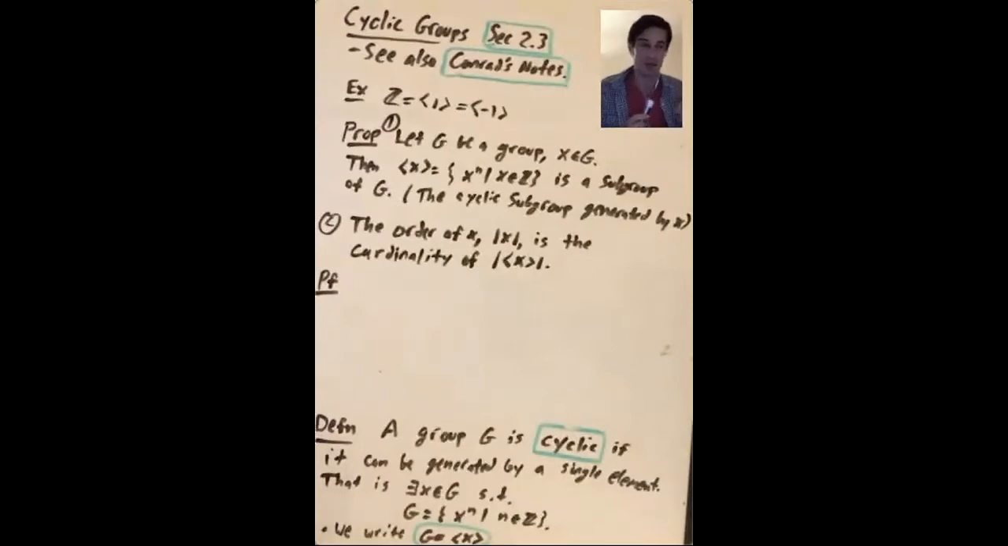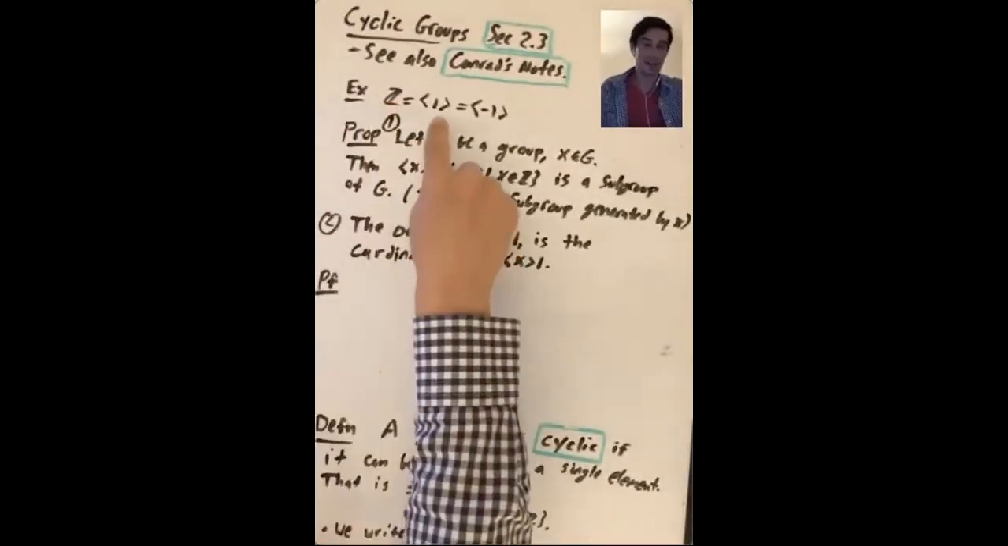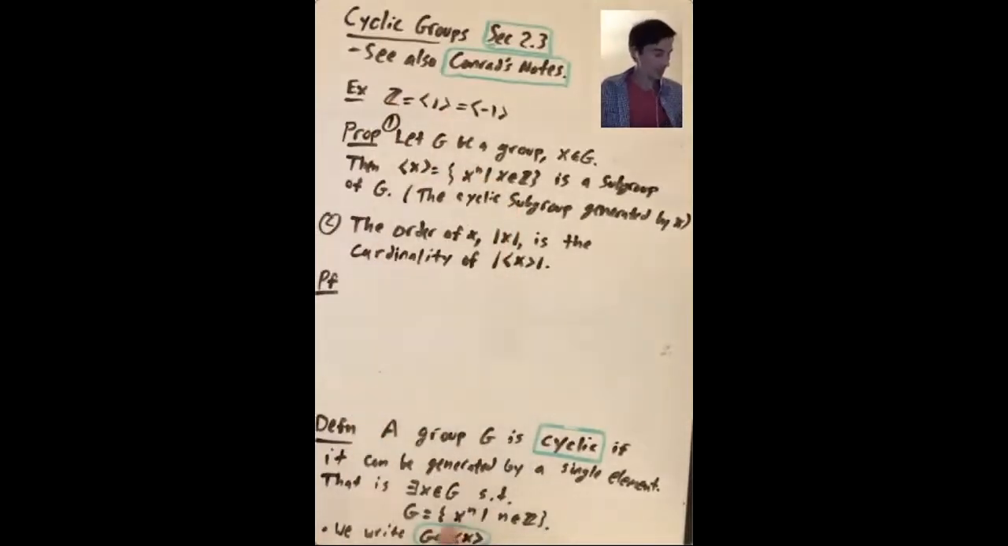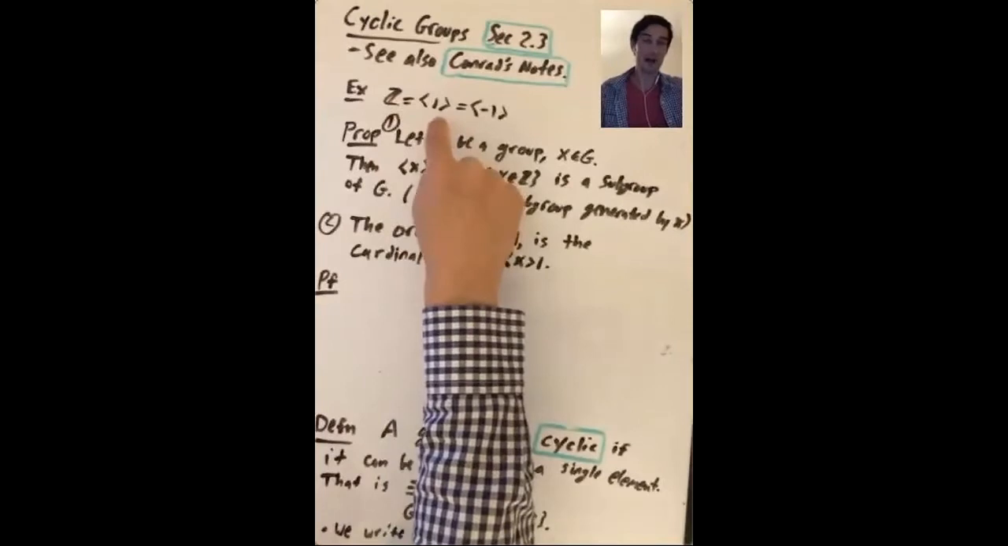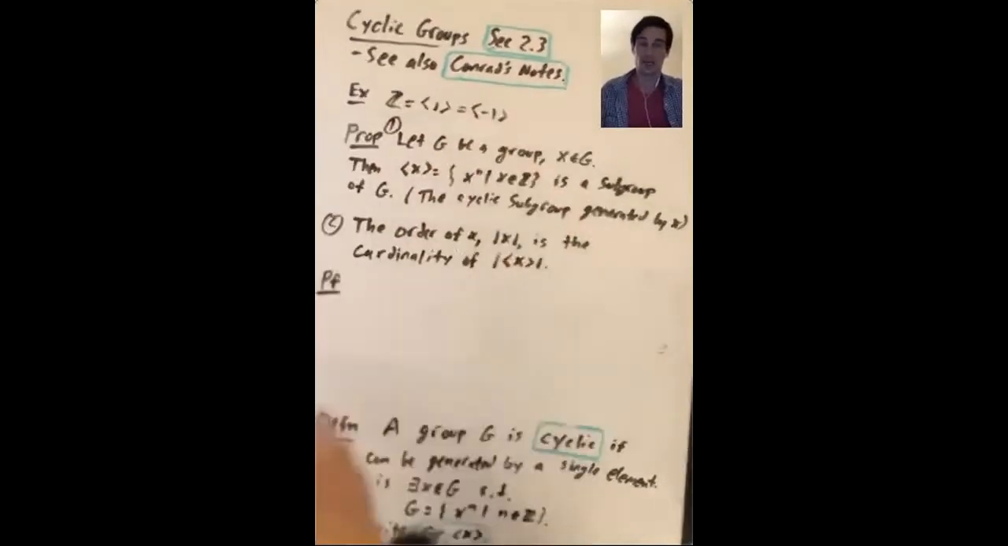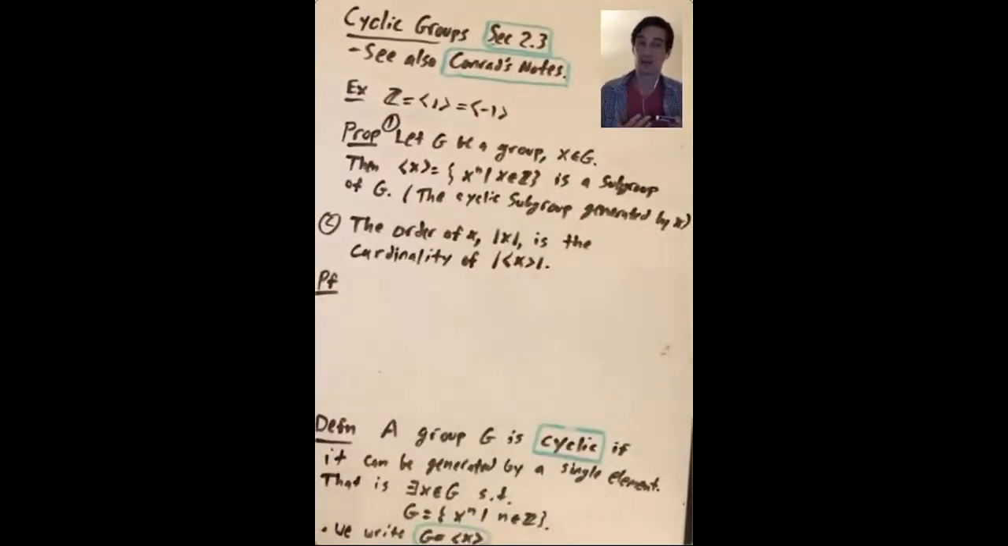A first example: Z under addition is cyclic. It is generated by 1. Every element of Z can be written as 1 plus 1 plus 1 plus 1 some number of times, where remember 1 to the minus 1 is the integer negative 1. Like 1 to the negative 10 is just minus 1 plus minus 1 plus minus 1, and so on. So Z is generated by 1 and is also generated by minus 1. And it's straightforward to see that those are the only two generators for the cyclic group Z.